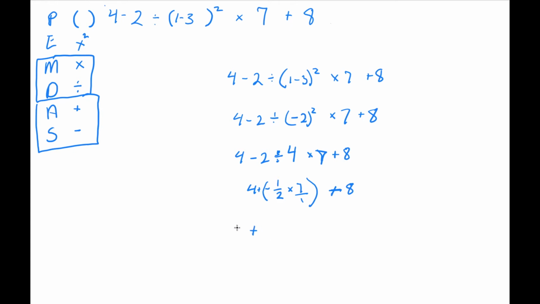So 4 plus negative 7 over 2 plus 8. So it's actually 4 minus 3.5 plus 8. Well, this is positive and this is positive. So this is down to addition and subtraction. We can rearrange it any way we want to now. Or we don't have to, we can say 4 minus 3.5 is going to leave us with 1/2 plus 8, which equals 8.5.